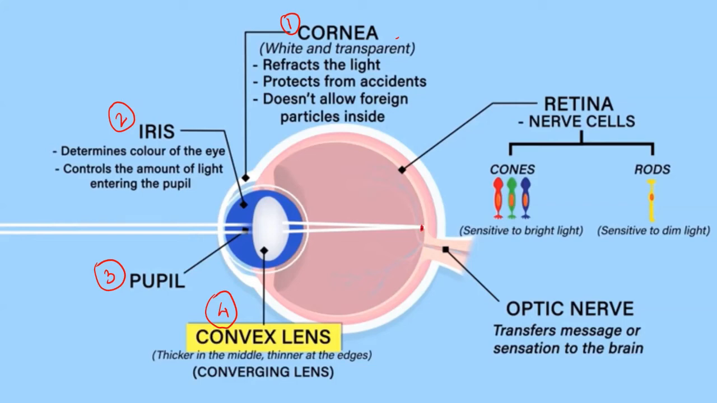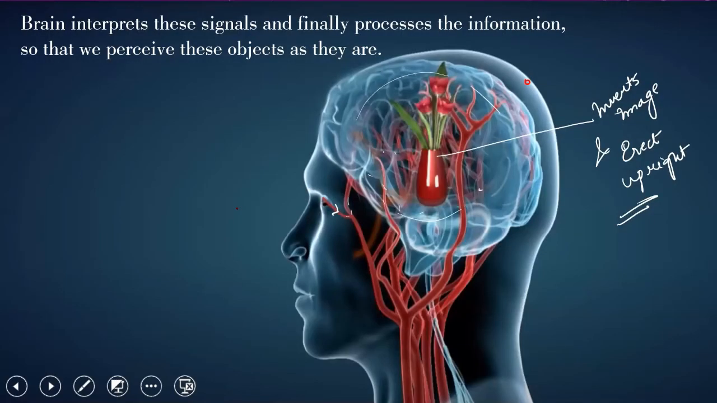Number 5, what do we have? Now, one more thing you have to add over here. These lenses, the convex lens, are held together with the help of ciliary muscles. Ciliary muscles, right? Then we have number 6, what do we have?